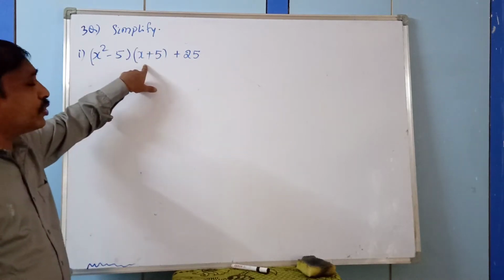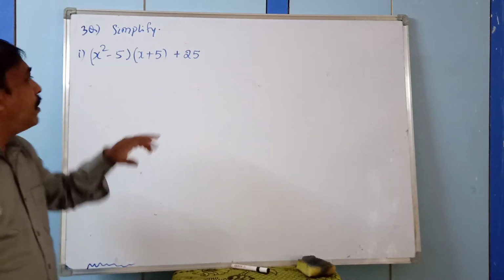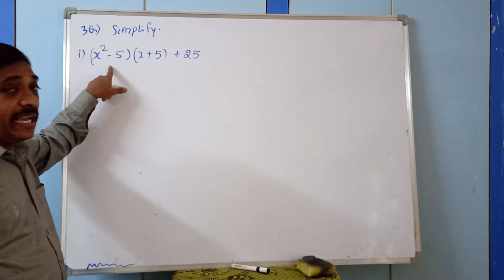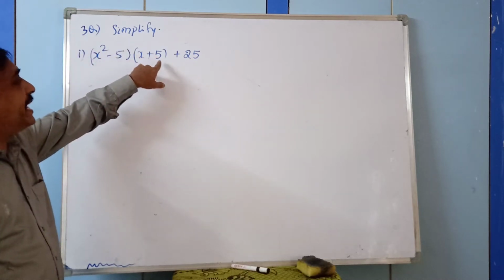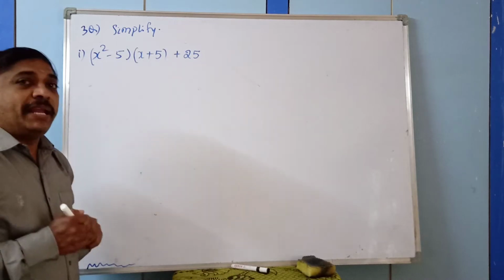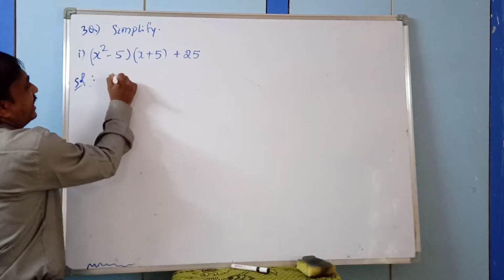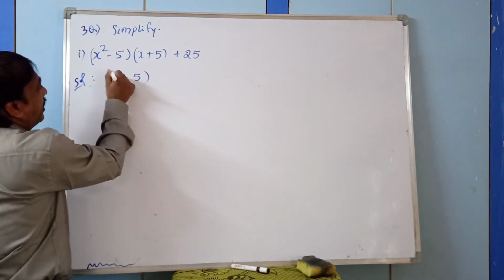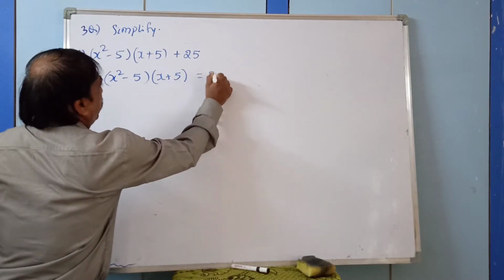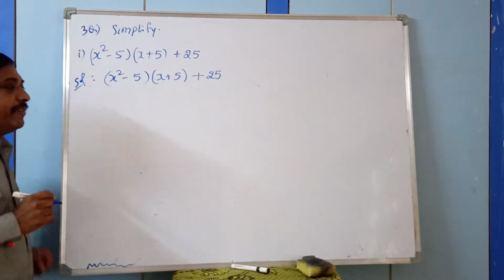So this we have to multiply, and to that result we need to add 25. What is this, a monomial or a binomial? It's a binomial, so two terms are there. Again a binomial, so these two we have to multiply, then add plus 25. Observe it. Solution: (x² − 5)(x + 5) plus 25. Actually, sorry, this is plus 25, not equal.